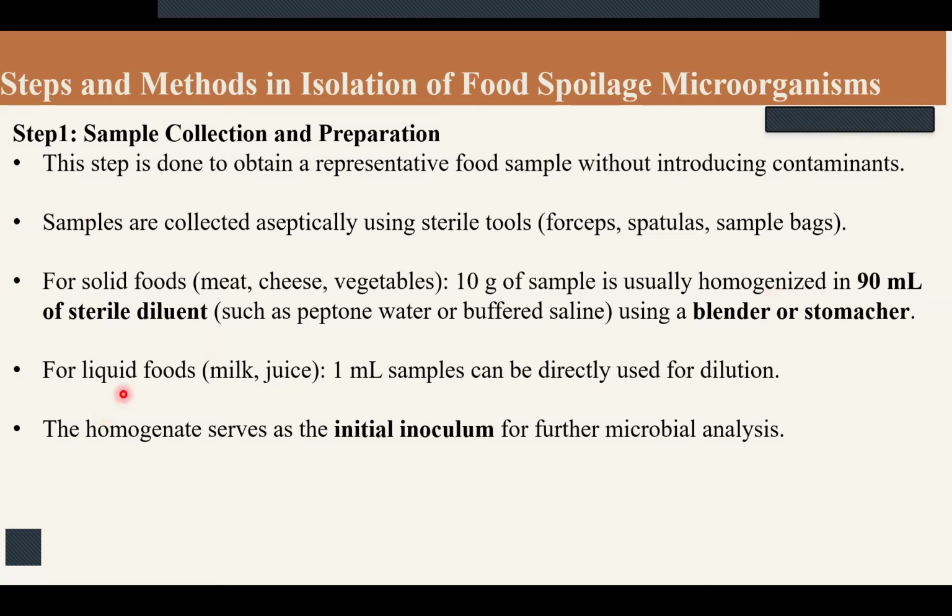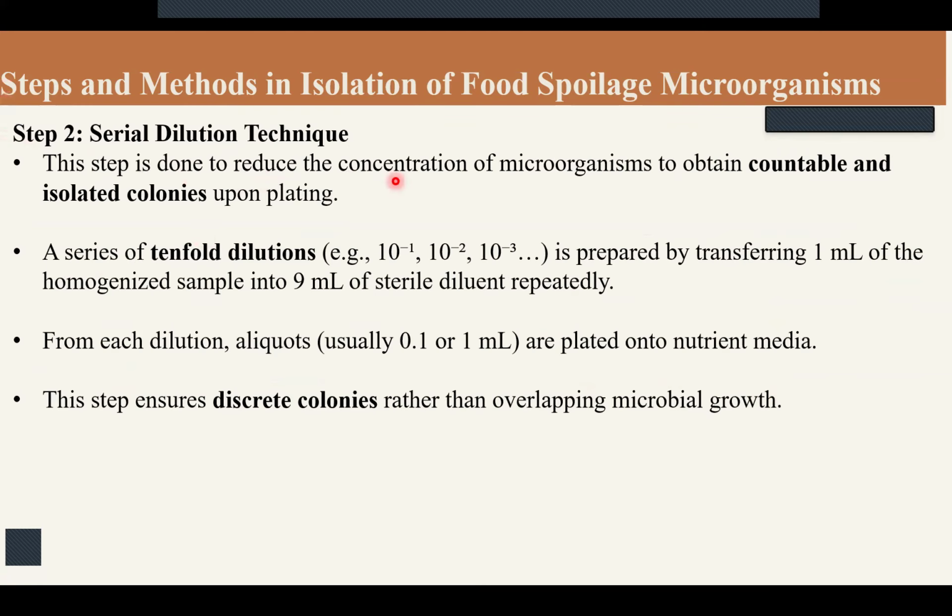Next, if our sample is a liquid, we will directly use it for the isolation. Step 2 involves serial dilution, where we take our samples and dilute them tenfold using our diluent. Whatever diluent we used in the previous step will be used here itself.